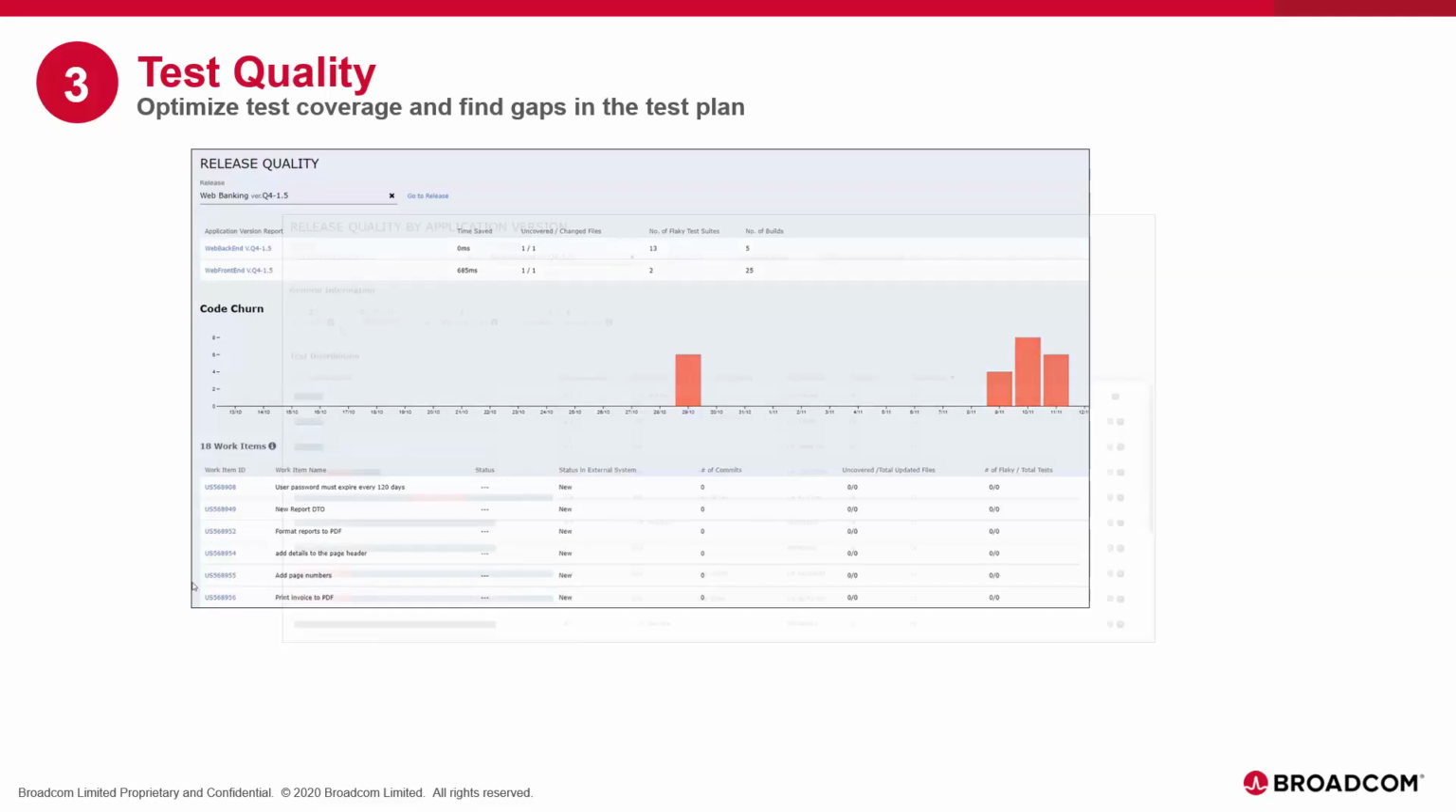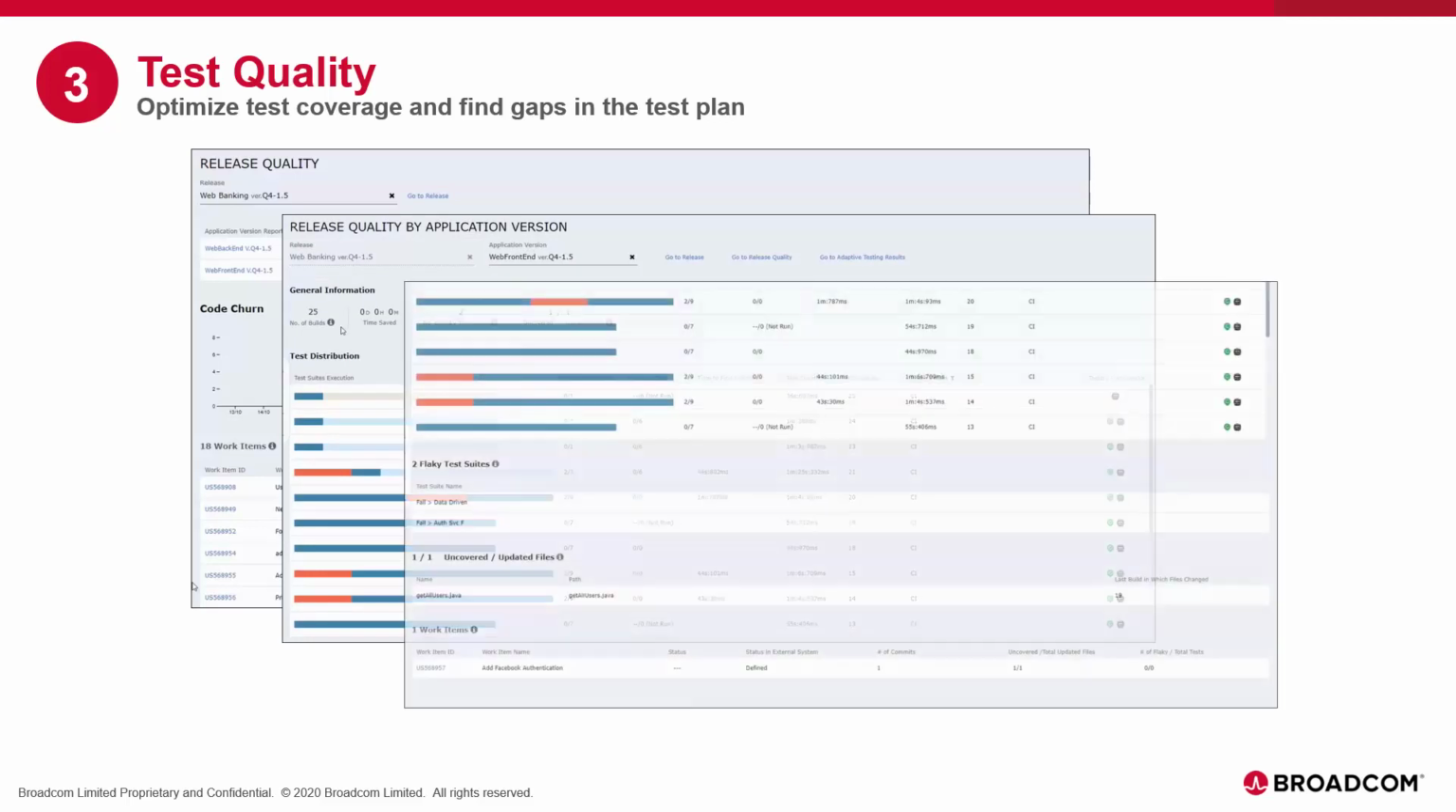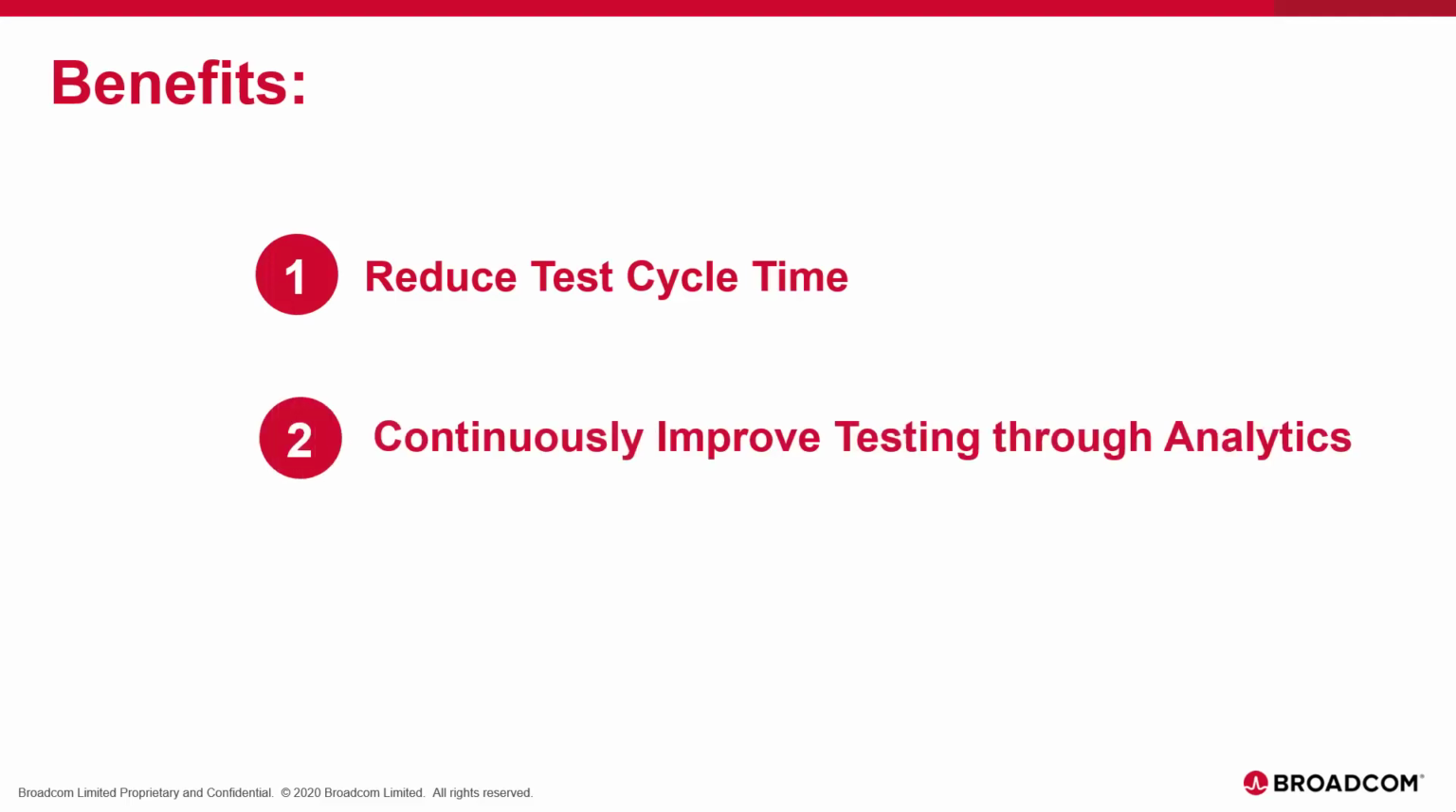From this report, we can drill down into additional details for each application and assess more information about the test distribution, flaky tests, and uncovered files in the application. And this is also where we can confirm the latest code changes have sufficient test coverage and identify any existing gaps in the tests. So those are the three main benefits of the CDD test module and how it can help reduce test cycle time, optimize testing activities, and improve overall release quality.